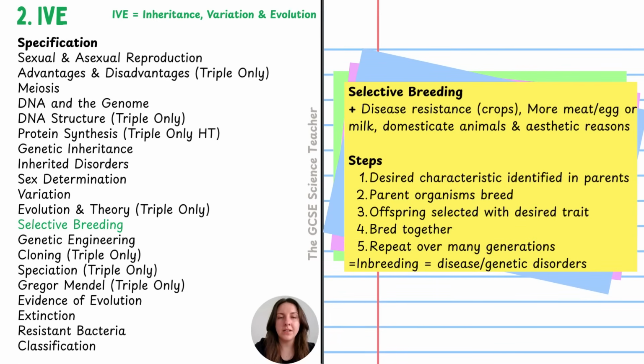Selective breeding is a man-made technique used to create disease-resistant crops, organisms with more meat, egg, or milk yield, to domesticate animals, or for aesthetic reasons. The steps include: desired characteristics are identified in the parent species. The parent species are bred together, and the offspring are selected with the desired traits. These are then bred together and repeated over many generations. However, this can lead to inbreeding, which can result in disease or genetic disorders.